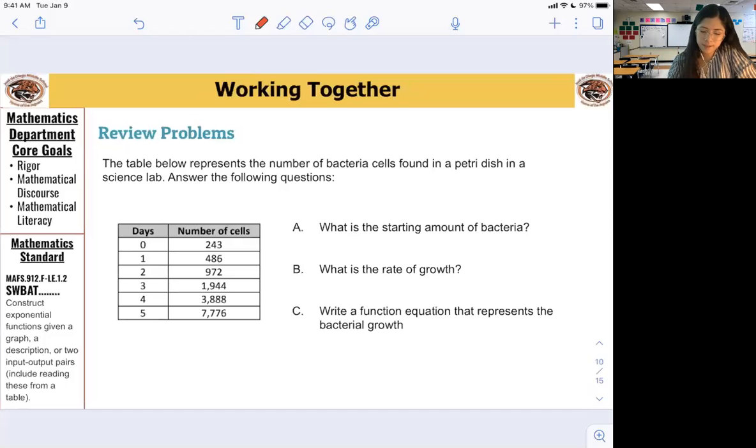243. Yeah, 243. You could even say 243 cells. And then it's asking me, what is the rate of growth? So who can remind me, to find the rate of growth, what's the strategy? We've done it already today. Divide. Yeah, go from the bottom up. Divide, divide, divide. So let's go ahead and do that.